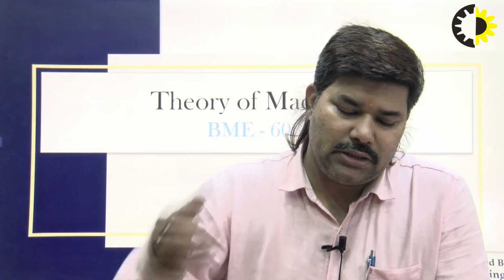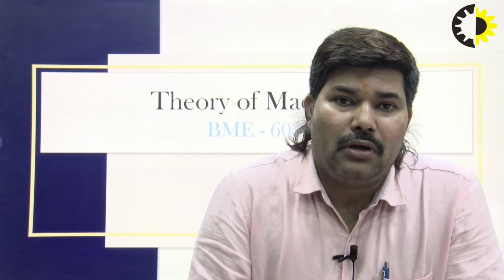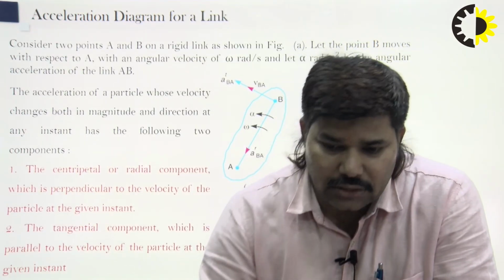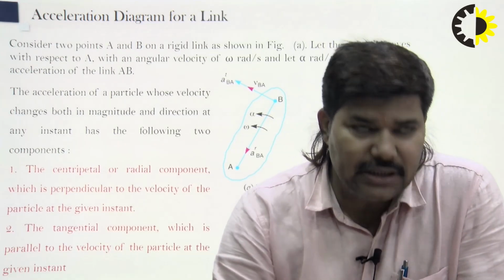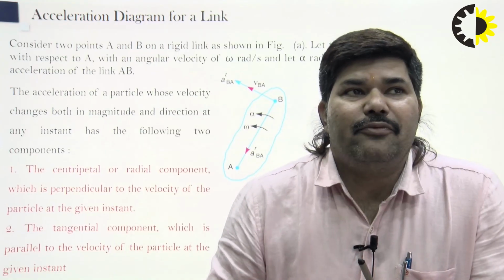In the acceleration diagram, the acceleration is divided into two categories: the radial and the tangential. The radial component is always known from the velocity diagram, which I discussed in the previous lecture. So in continuation of that, I will continue with the acceleration diagram for the link.